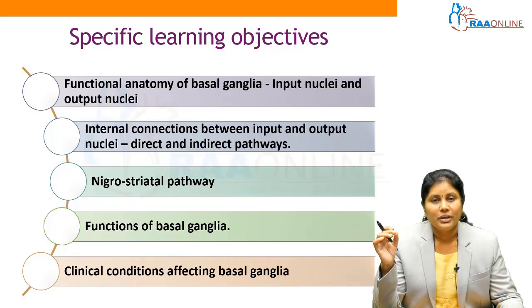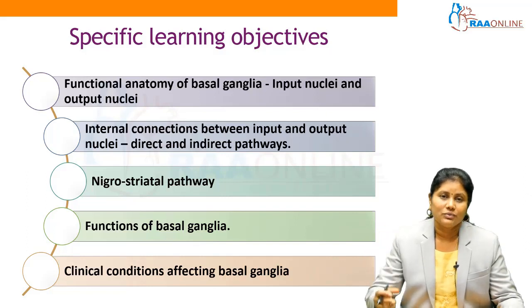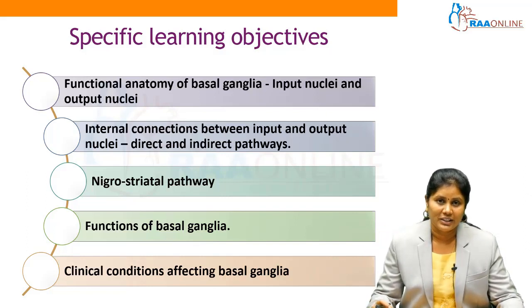Specifically, we'll be seeing about the importance of one particular pathway, that is the nigrostriatal pathway, and we'll see about the functions of basal ganglia. Finally, we'll end with the conditions that are associated with the dysfunction of the basal ganglia and its nuclei.